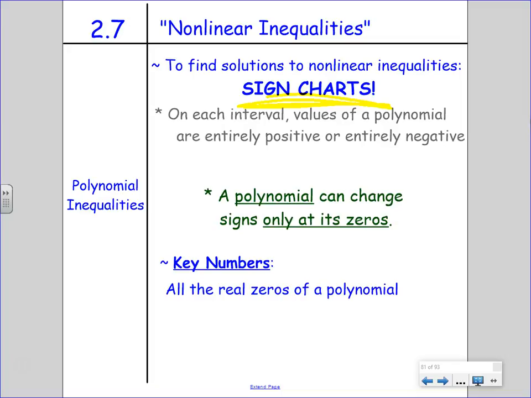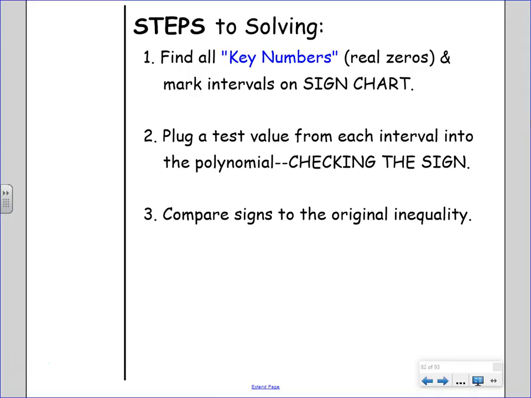Intermediate value theorem. Anyway, long story short. If a polynomial can only change signs at its zeros, and if an inequality is all about signs, whether above or below, then we need to start by finding key numbers for polynomials, which are just the zeros. Set equal to 0, and we have the key numbers. We just have a new name for them.